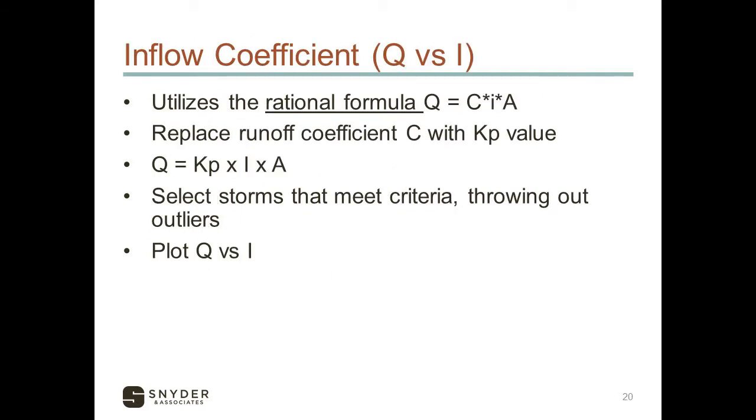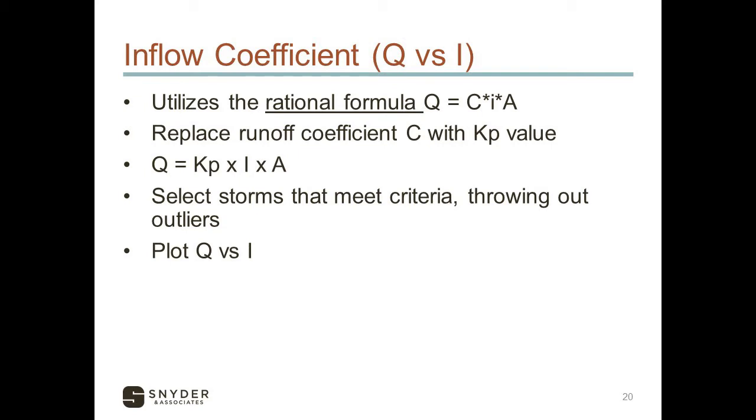Inflow coefficient, Q versus I, we're referencing the rational formula for runoff, and we're replacing that runoff coefficient with the KP value. And that KP value is representative of the average coefficient solved for based on the storm characteristics. So you're getting a ratio of the flow, the intensity, and the area. And we're selecting storms that have a certain KP value.